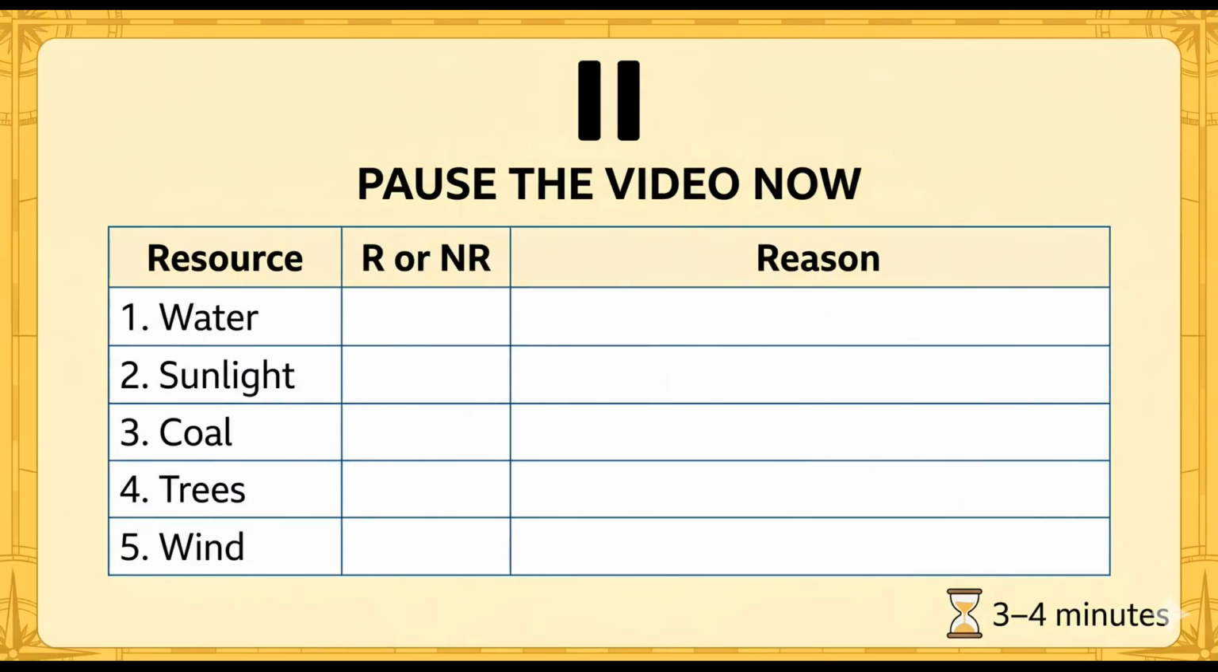Excellent work so far. Let's check your understanding before moving on. Look at the 5 resources on screen. I want you to classify each one as renewable or non-renewable and give one reason for your answer. Pause the video now. Work through all 5. When you're ready, unpause and I will show you the answers.